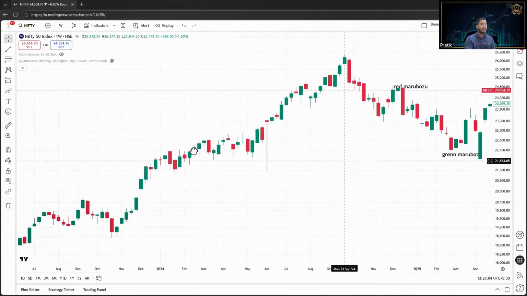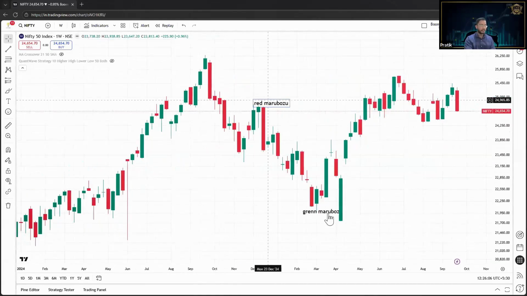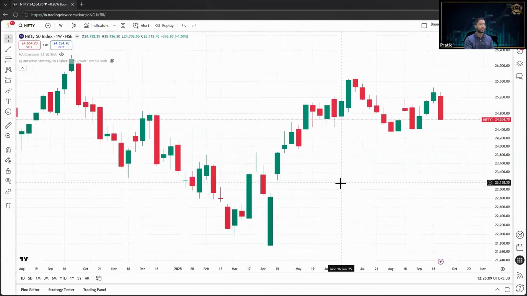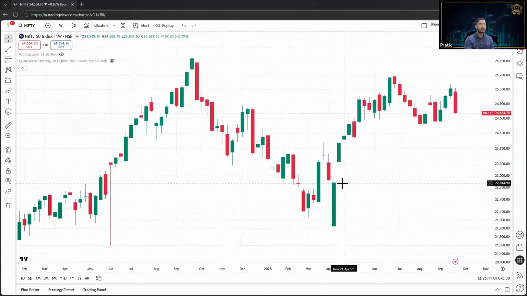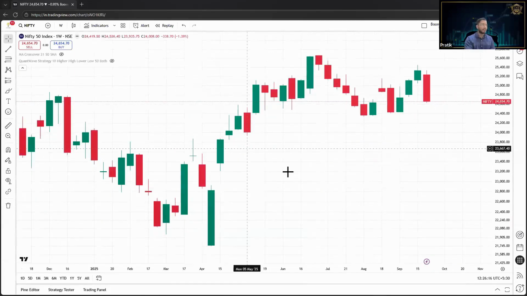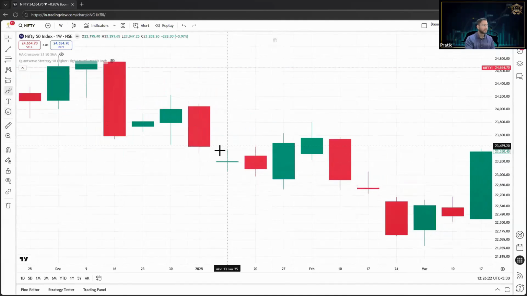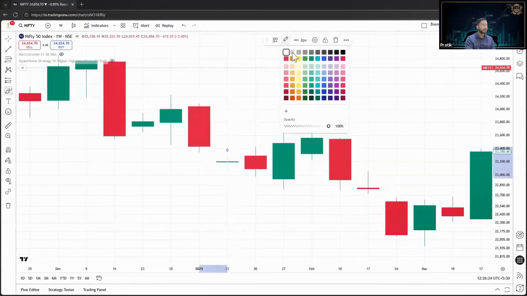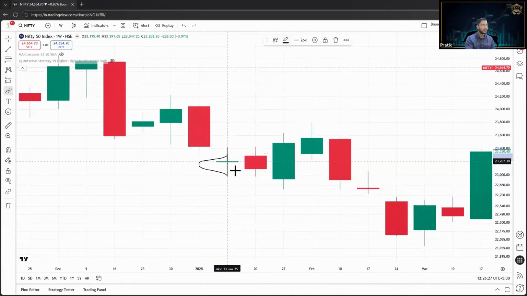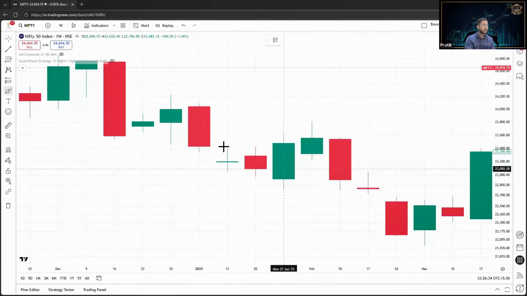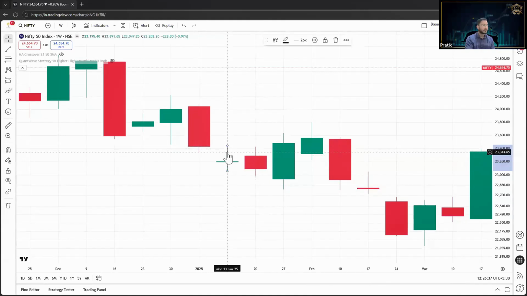Can we now spot the next one, doji? Can we spot some dojis, guys? Okay, let's look at this one. What kind of doji is this? Can I say this is a perfect doji? Yes, this is a doji.